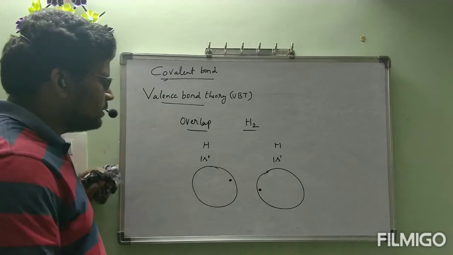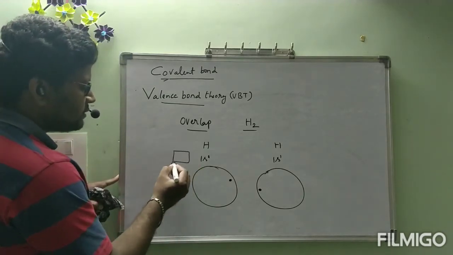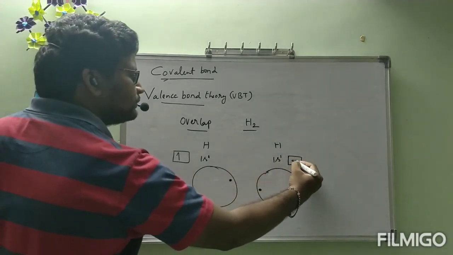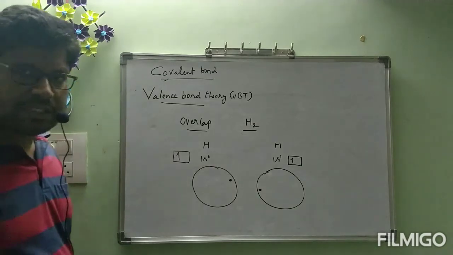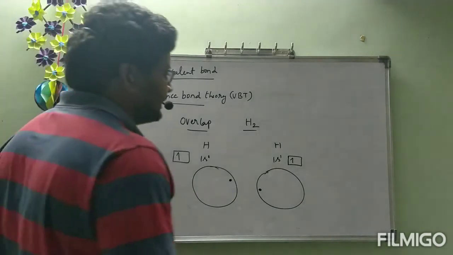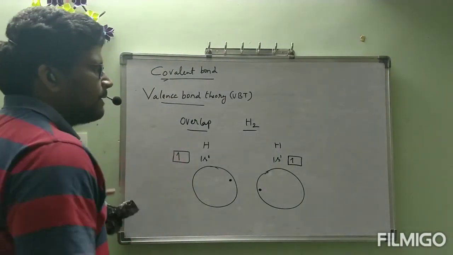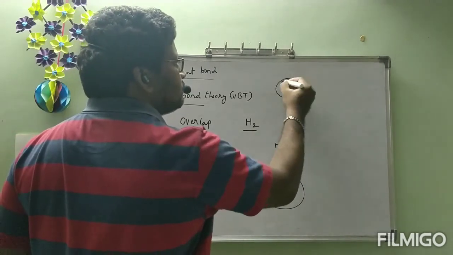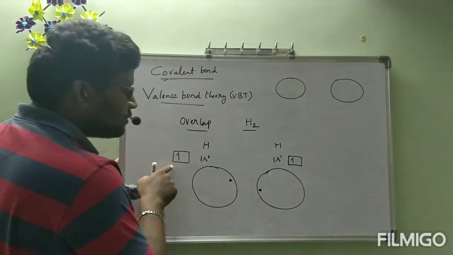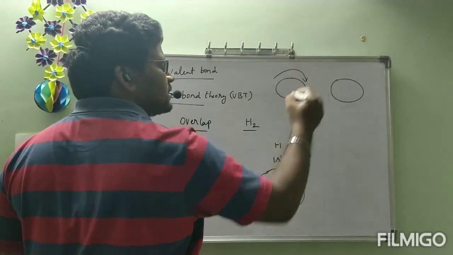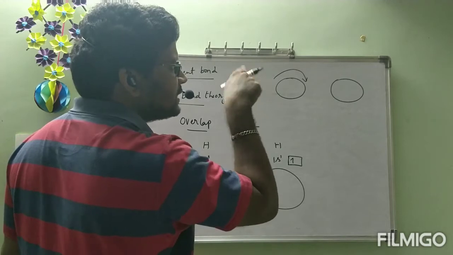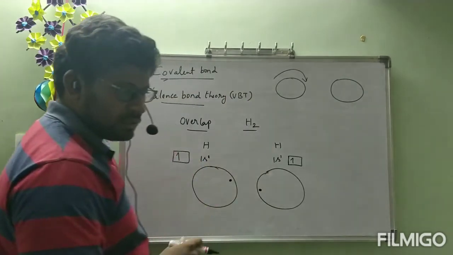Now, what is going to happen? If you write a box with 1 electron like this, and another box here with one electron, this is a very important concept. Let us see, all of you. The electron with an upward arrow is spinning in clockwise direction. Like this it will be spinning around itself.